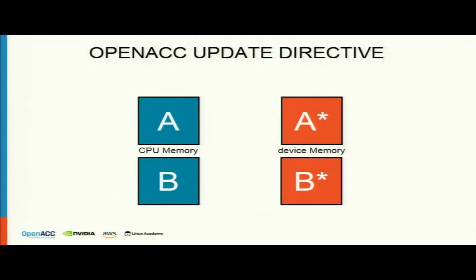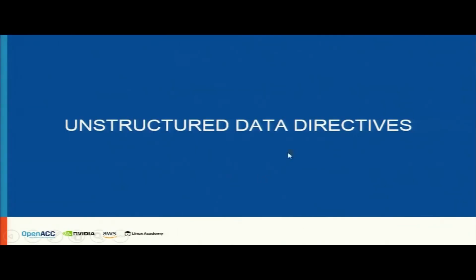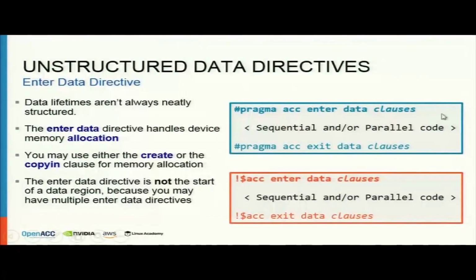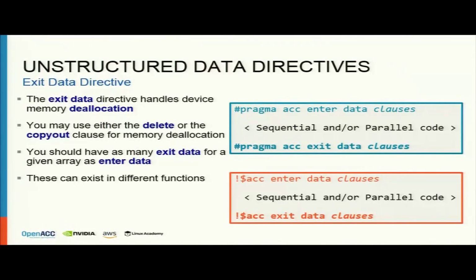What about C++ structures, classes, or the example that you have? In that case, you need something called unstructured data directives, which is very similar to the structured but with some additional things. So you have something called enter data and exit data. So enter data and then clauses. Wherever you want to start that data section, you will say enter data and write the right copy, copyin, copyout, whatever is required. Wherever you are done with it, you will say exit data. Got it? Right?